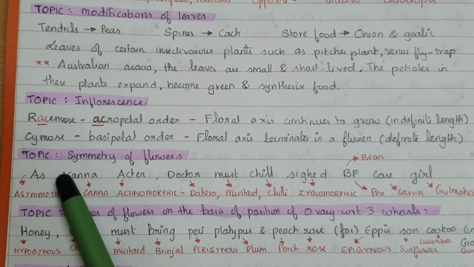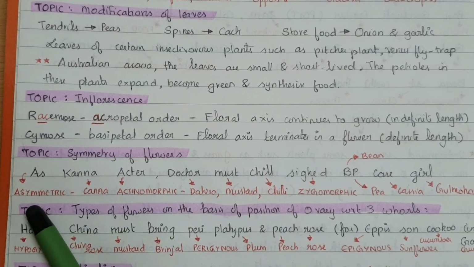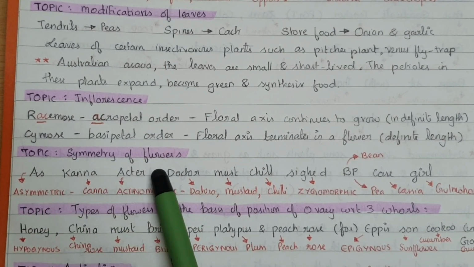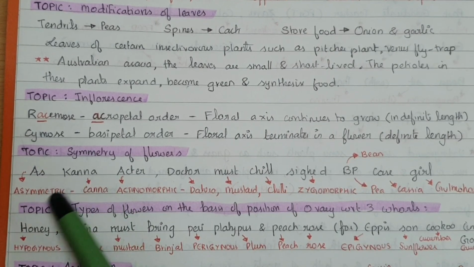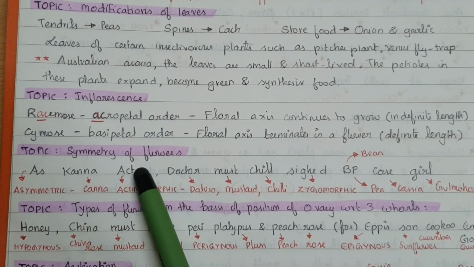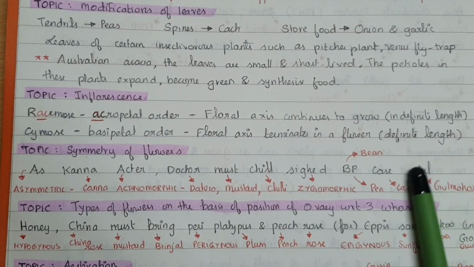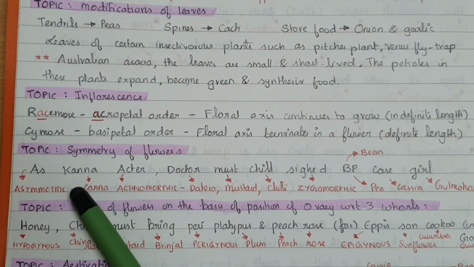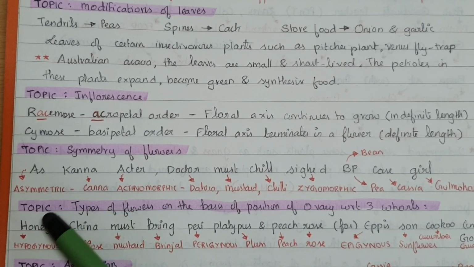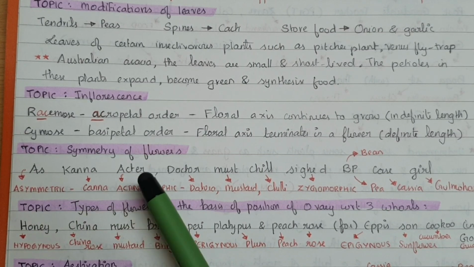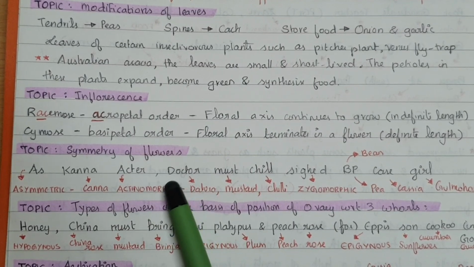Next we have the topic of symmetry of flowers. And the trick is, "As Kanna acted." The name of the actor is Kanna. So this Kanna, as he started his act, that is, "As Kanna acted, doctor must chill, sighed BP case girl." Just imagine that Kanna has some kind of health issues, but still he wanted to act on the stage. So as he acted, what happens is the doctor got nervous.